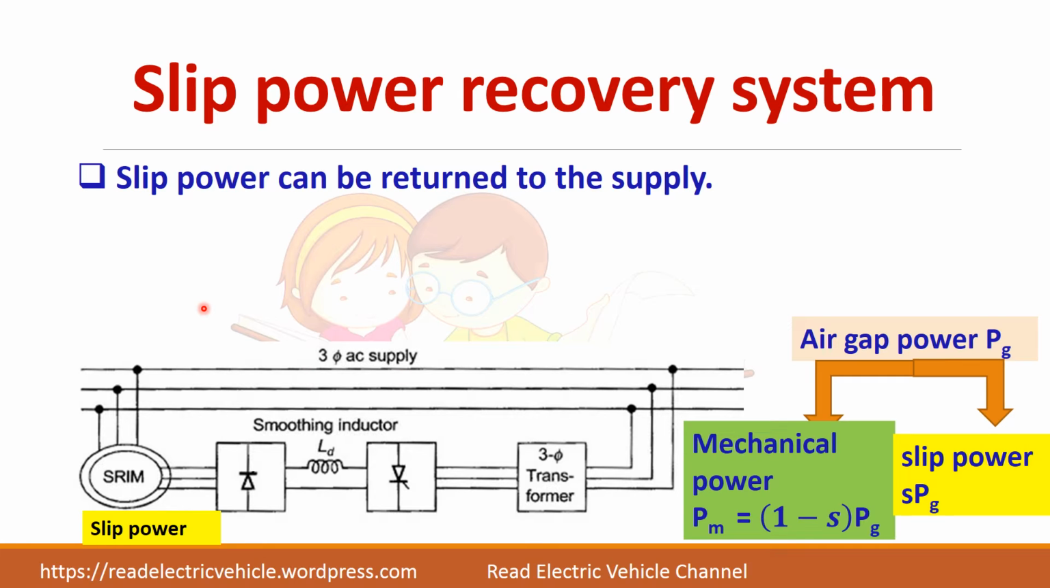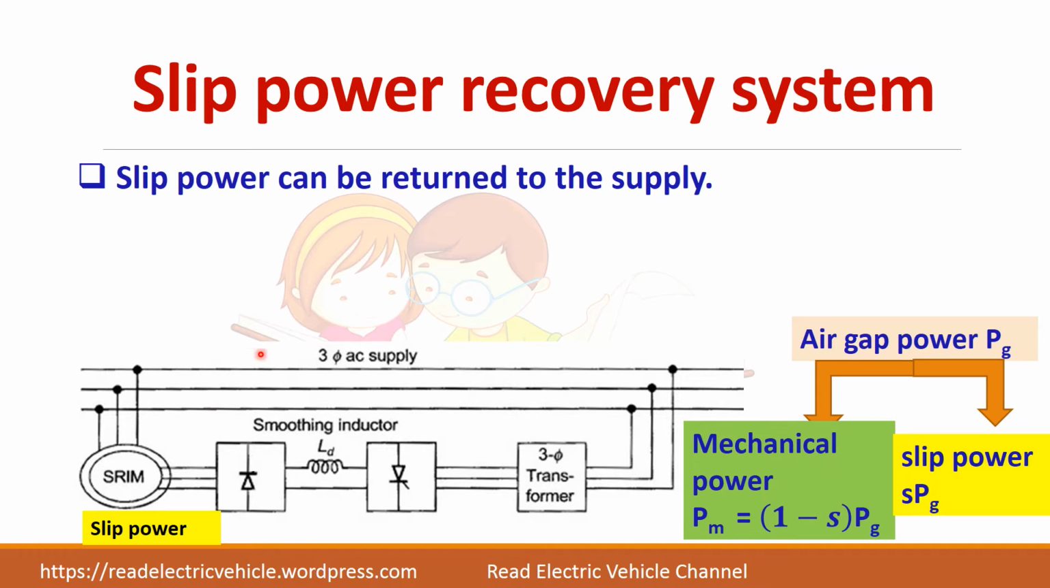In slip power recovery system, the slip power is returned back to the supply. So what is slip power? In induction motor, we have air gap power. A part of the air gap power will be converted into mechanical power, and the remaining power we call it as slip power. So this slip power can be returned back to the supply. So how to return it?